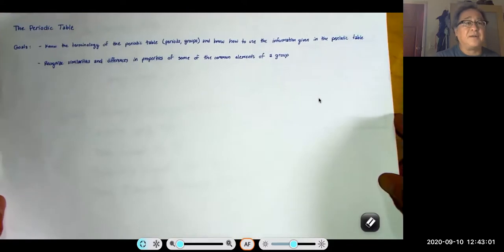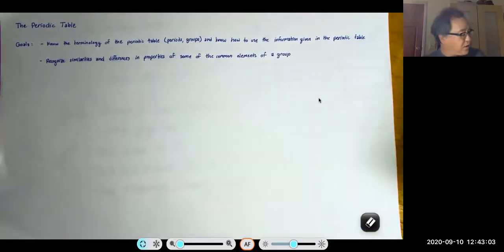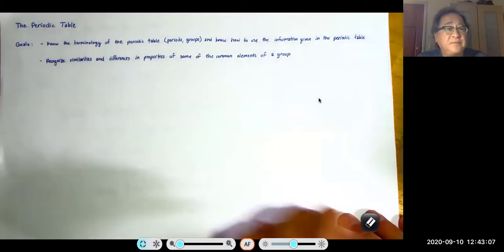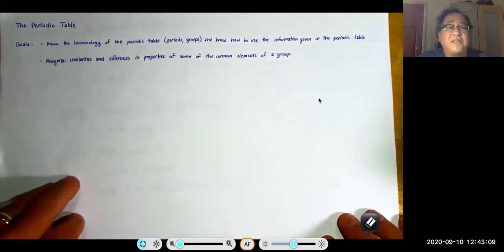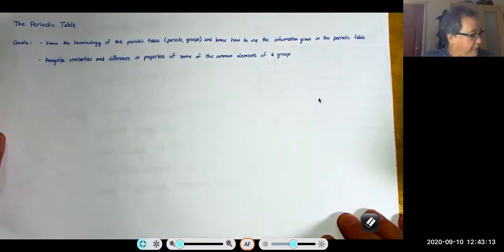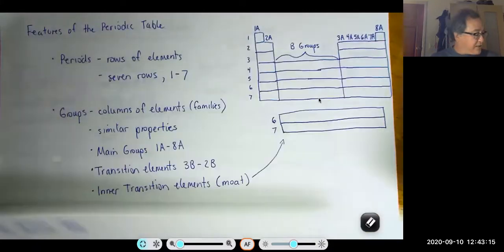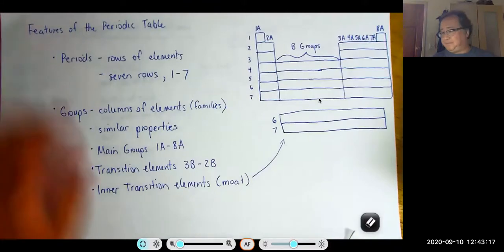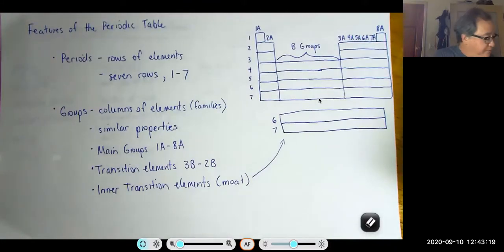Okay, periodic table. Here you want to learn the terminology of the periodic table and how to use that information. And you want to recognize similarities and differences in properties of some of the common elements of a group. So let's look at the first slide here. Features of the periodic table.